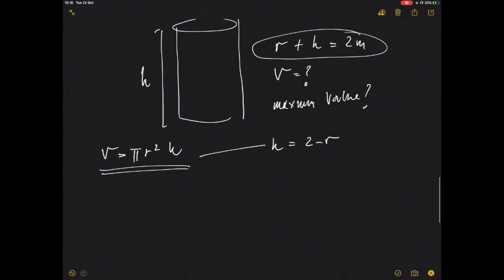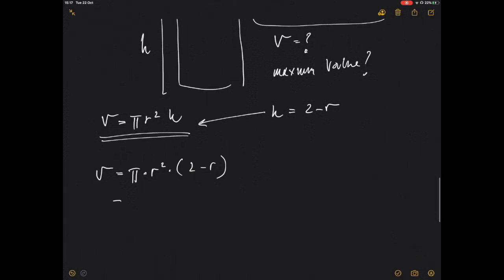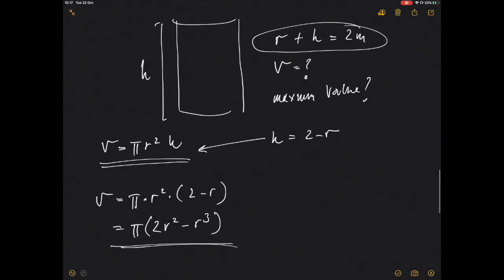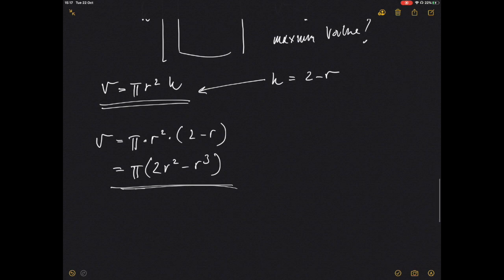So we can then stick this back into this equation where the volume equals pi times r squared multiplied by 2 minus r. So now we have an expression in r, as it was asked, and we could neaten this up. We could say that would be pi times 2r squared minus r cubed, and that would be our expression for v, which is what we've been asked for as the first part of the question.